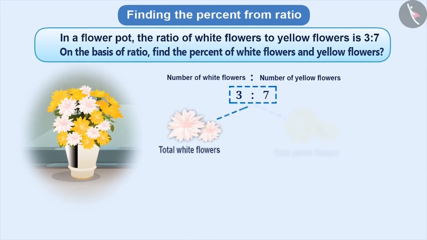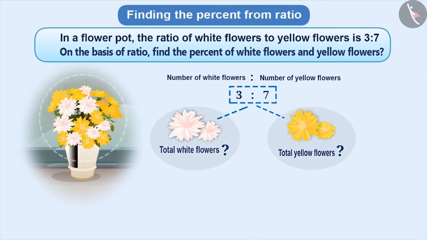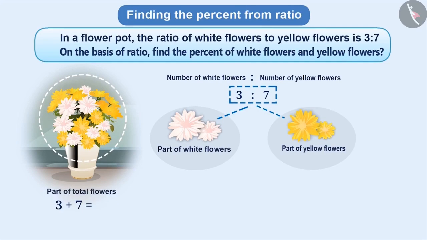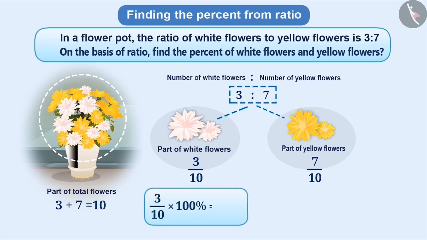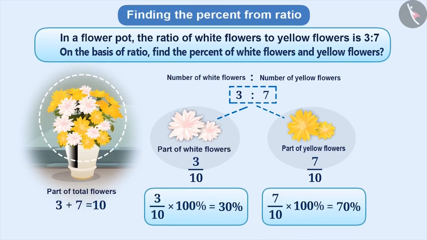We cannot get the actual number of objects with the ratio, but we can find the total number of parts of each object. Here, out of the total flowers, there are 3 parts of white flowers and 7 parts of yellow flowers. In this way, 3 plus 7 is equal to 10, out of which 3 parts are white flowers. Therefore, the part of white flowers is 3 by 10, and yellow flowers will be 7 by 10. Now, we can express it as percent. 3 by 10 into 100% is equal to 30%, and 7 by 10 into 100% is 70%.